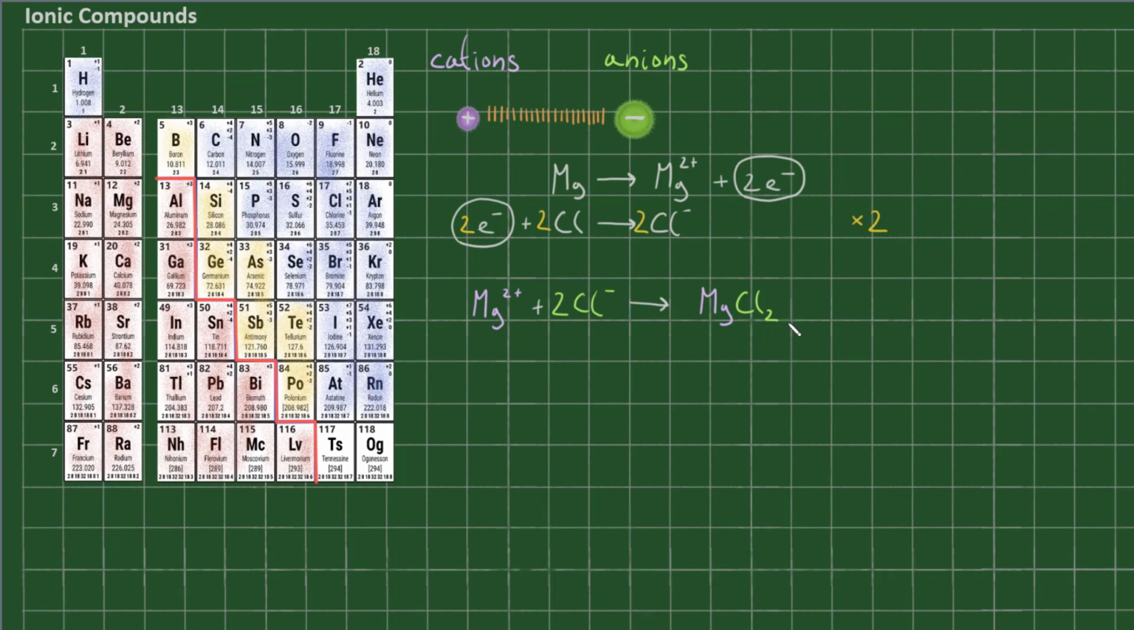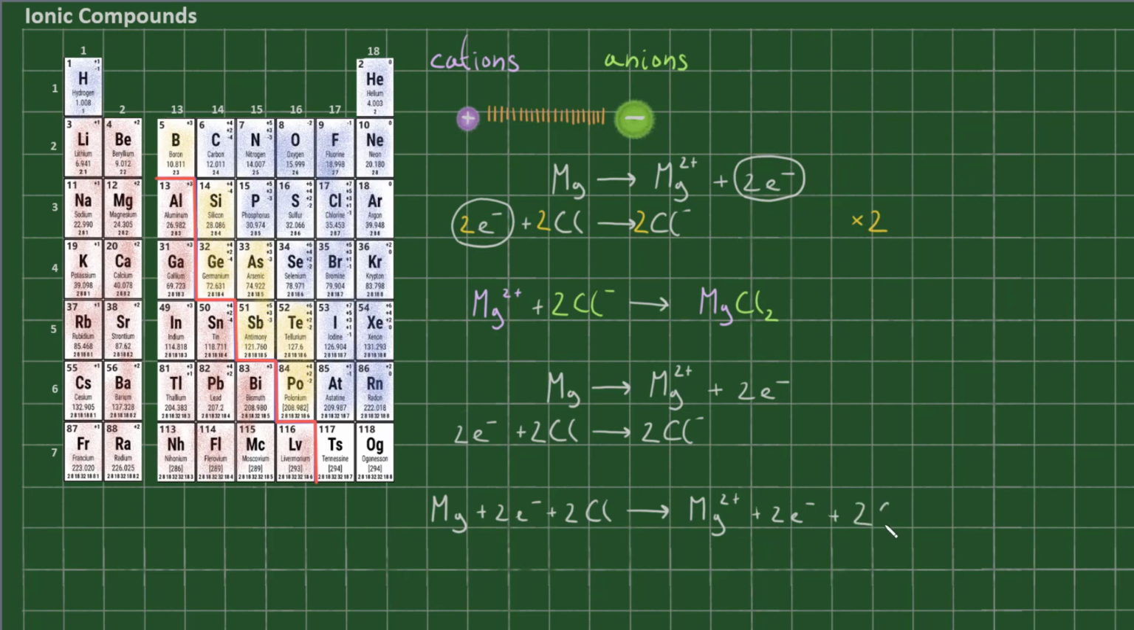How does this look from an account-keeping point of view? Well, let me copy the equations again. Here they are, and now I'm going to combine everything that is on the left-hand side and then everything that is on the right-hand side. On the left, I have a magnesium atom, then 2 electrons and 2 chlorines from the second equation. And on the right, I have a magnesium cation and 2 electrons from the first equation and 2 chlorine anions from the second equation. Everything that is exactly the same on both sides can be cancelled.